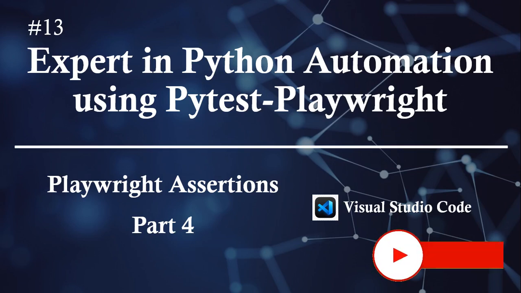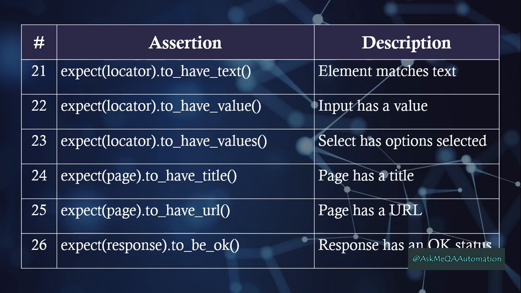My name is Rajesh. In this video, I am going to discuss about Playwright Assertions Part 4. Next assertion is to have value. This assertion is used to validate the input element's value with the given value.